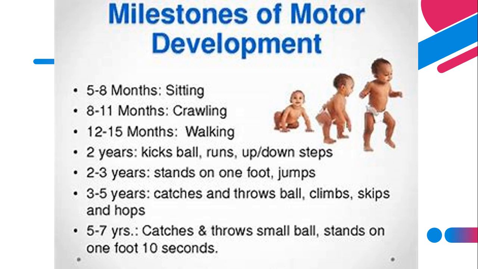It depends upon the environment that they are in, the stimulus that they've been given, and all of those things. If they have brothers and sisters, then they're usually up and walking and running very soon to catch up with their brothers and sisters. Within 2 years, they're able to kick a ball, run, and go up and down steps. And at 2 to 3 years, they're able to stand on one foot and jump.